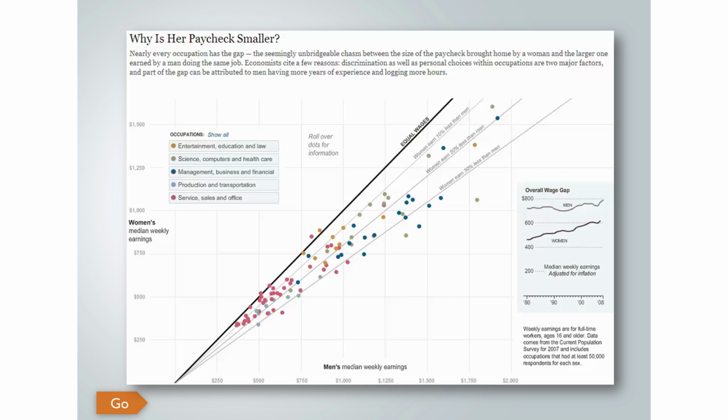On the left-hand side is a trend line, which actually has a story visible on the screen right now, which is you can see that this gap has been getting smaller over the period of time. And the interesting thing about this is that there's also, here at the top, different occupations you can click through.